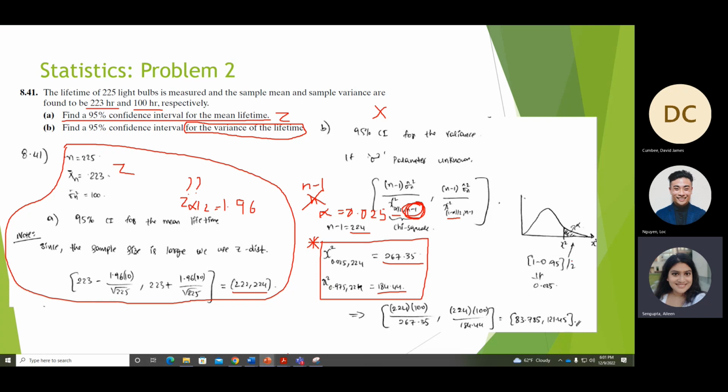It's like one tail. So it's 1 minus 0.95 divided by 2, which is 0.025. So the alpha is 0.025. And then just write the values out here. And that's all. Punch the numbers in your calculator.